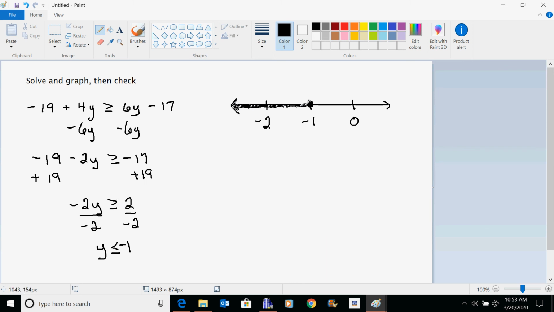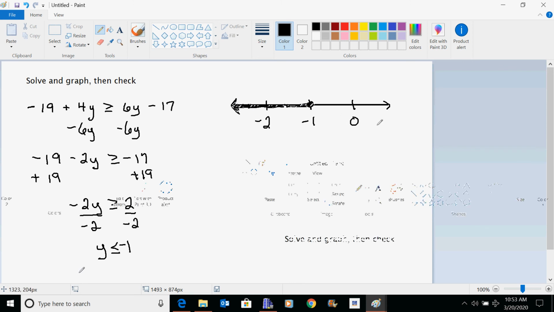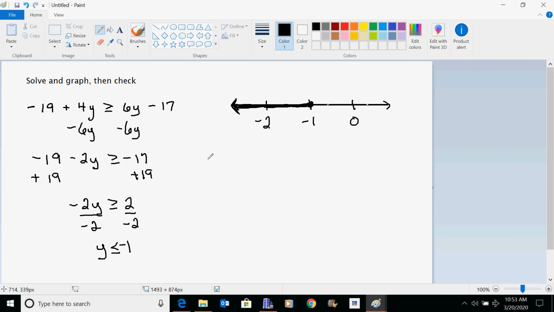But what you need to do then is pick a value over here. 0 won't work this time because it's not in the part I colored in. So when I check it, I want to pick a nice, convenient, friendly number like -2 to see if -19 plus 4 times -2 is actually greater than or equal to 6 times -2 minus 17. Yes, that's a question mark. We're checking to make sure that it works.